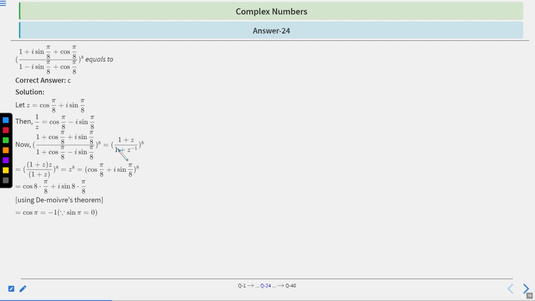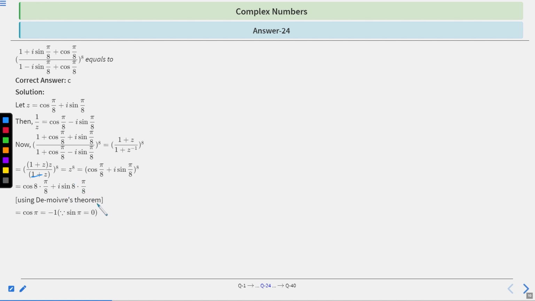to the power 8. Now put cos pi by 8 plus iota sin pi by 8 as z, and cos pi by 8 minus iota sin pi by 8 is 1 by z, that is z to the power minus 1. So after putting this, 1 plus z and 1 plus z will be cancelled out. So it will be z to the power 8. So the answer will be cos pi by 8 plus iota sin pi by 8, to the power 8.